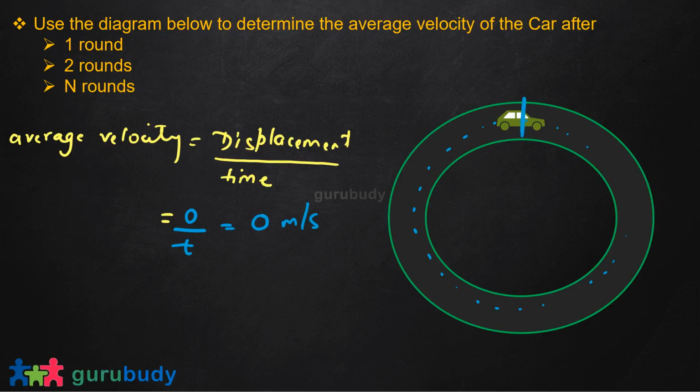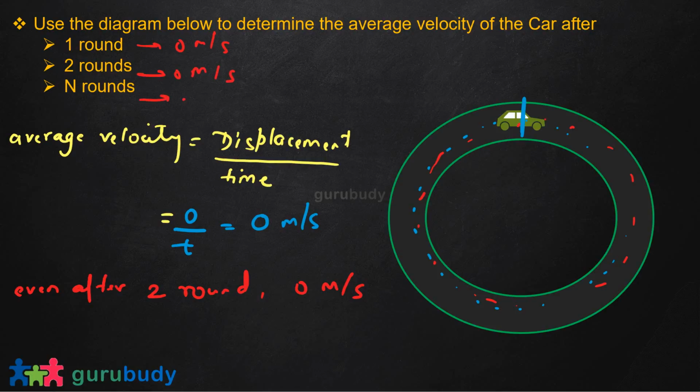Similarly, after 2 rounds, the car will again come back to its initial point, right? So even after the second round, velocity would be 0 meter per second, right? So as long as the car is completing a full round, its velocity will always be 0 because the displacement is 0, right? So the answer here is 0 meter per second, 0 meter per second, and then 0 meter per second.